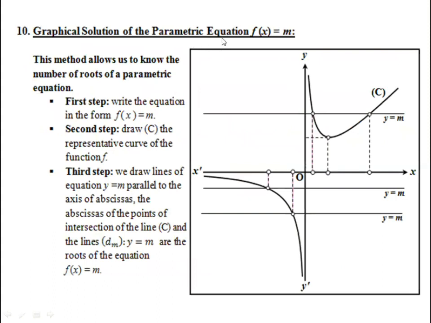Now for the graphical solutions of the parametric equation f of x equals m. How to solve this equation? Here f of x equals m, so y equals m. We can draw these horizontal straight lines, and we count the number of intersection points of the line and the curve. If the line cuts the curve at 2 points, the equation f of x equals m admits 2 distinct roots. Here we have one unique root, and here we have no roots because the straight line and the curve do not meet.